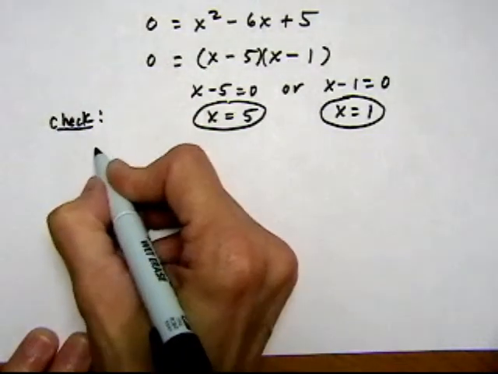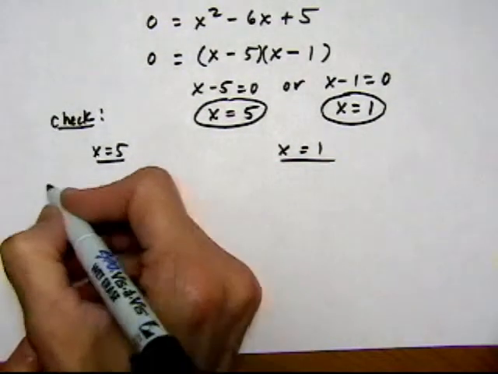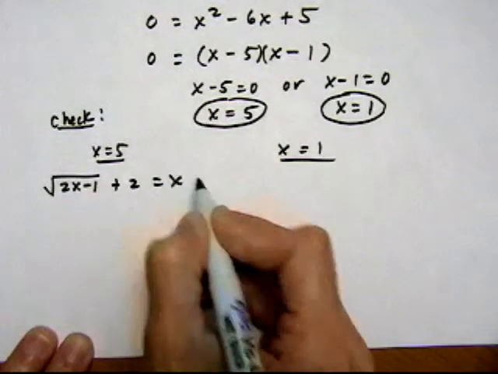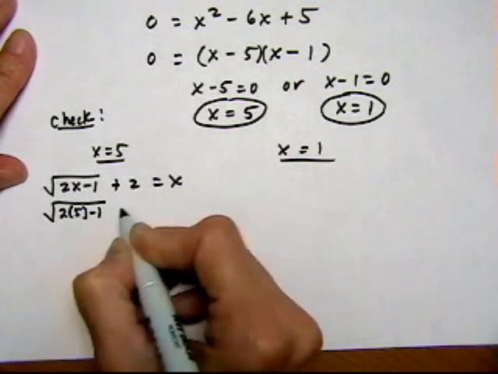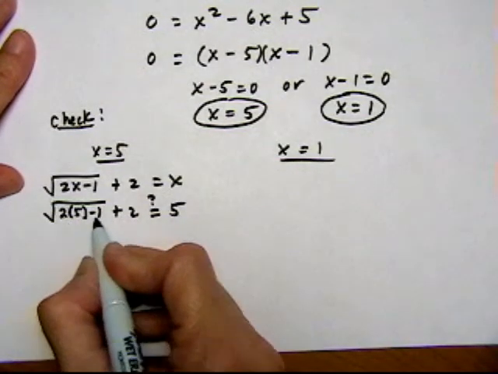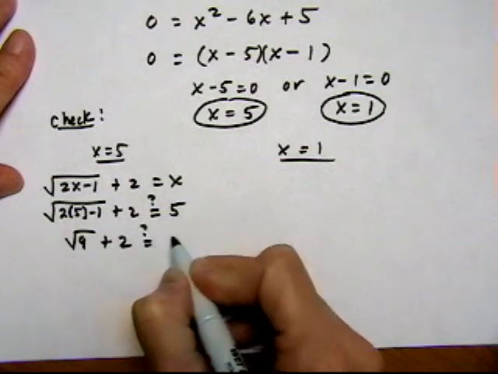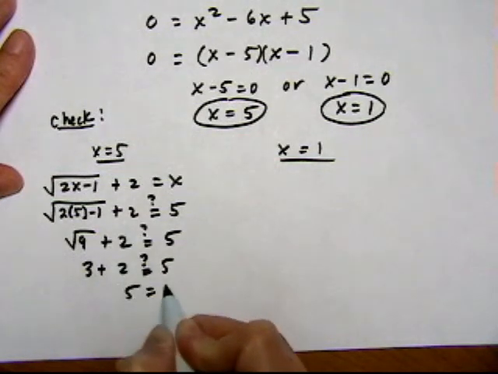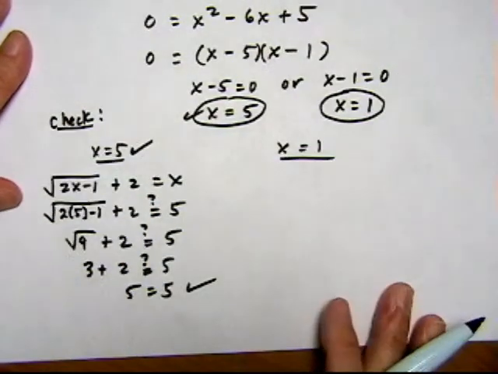And let's see what happens here. x equals 5 and x equals 1, back into the original equation. Root 2x minus 1 plus 2 equals x. So let's start with the x equals 5. Does the root of 2 times 5 minus 1 plus 2 equal 5? And this is 10 minus 1, or root 9. Does root 9 plus 2 equal 5? And that would be 3 plus 2. And yes, that equals 5. That means x equals 5 is a good solution, or a valid solution.